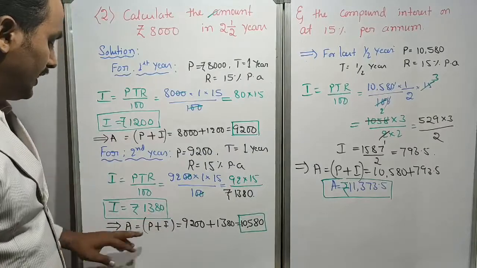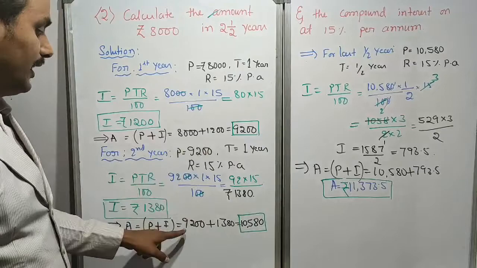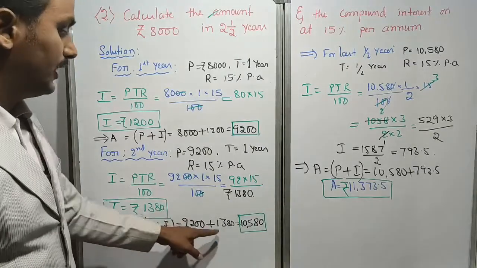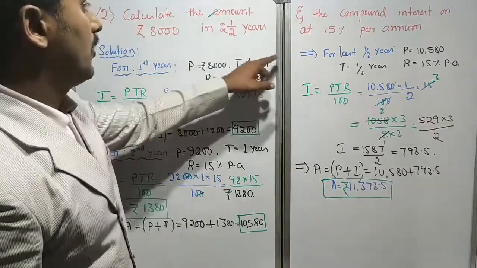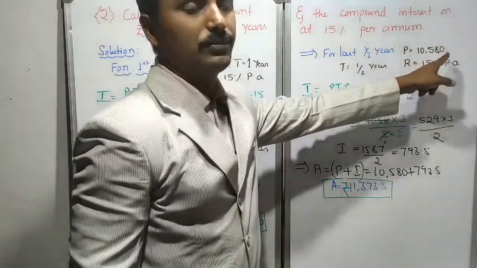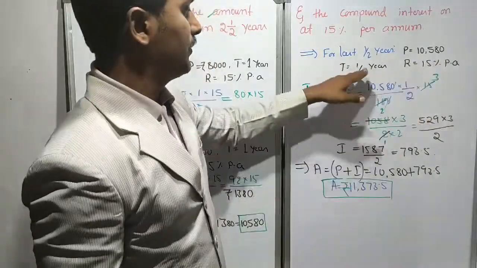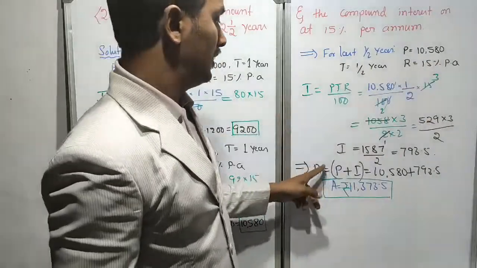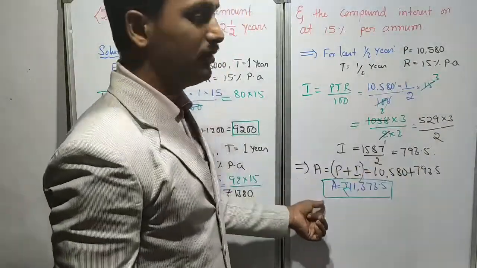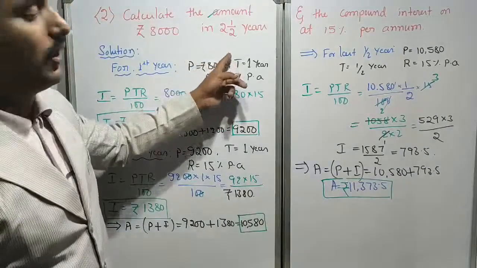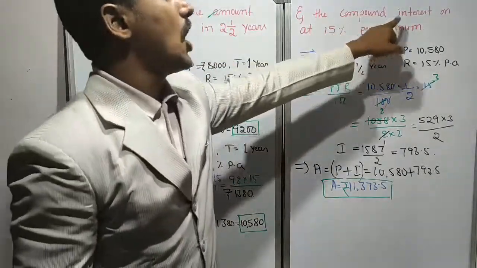Then at the end of the second year, amount is equal to principal plus interest, means the principal at the beginning of the second year 9,200 plus interest 1,380. I got 10,580. Then 10,580 is for the last half year. For the last half year, principal amount 10,580, time is half year, rate of interest 15%. I substituted in this formula. Then I got the interest is equal to 793.5. Then the final amount, how much we are paying at the end of this 2.5 years, is 11,373.5.